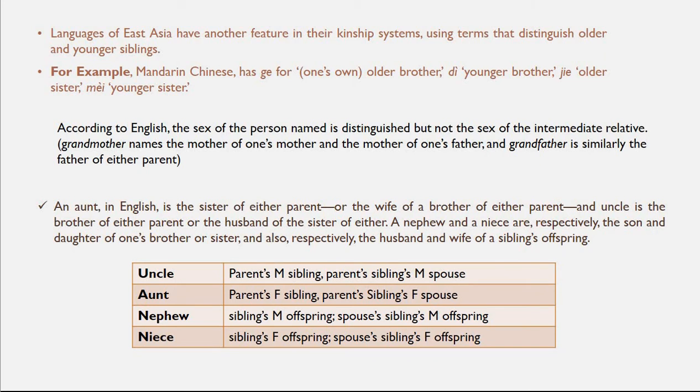So let's see the features here on a table. You see uncle, parents' male sibling, parents' siblings' male spouse. So aunt is the parents' female sibling, and parents' siblings' female spouse. You can see all of them. You already know their meaning and their lexical features also. Let's go on.